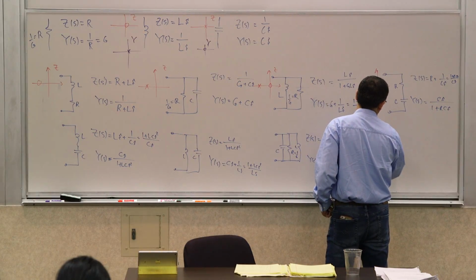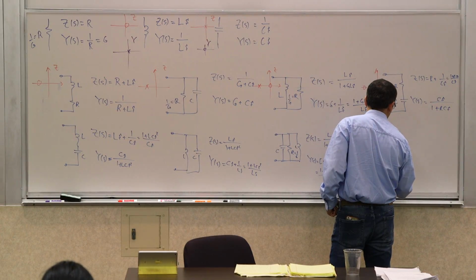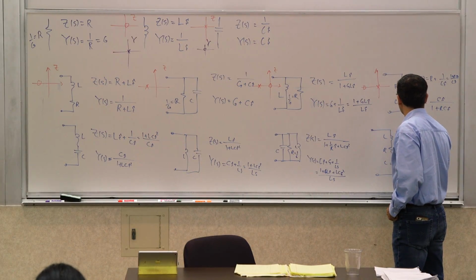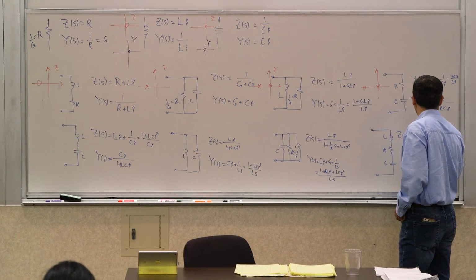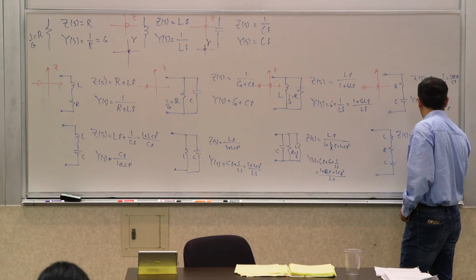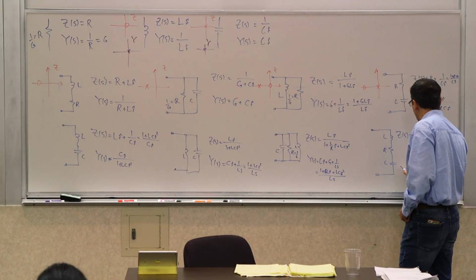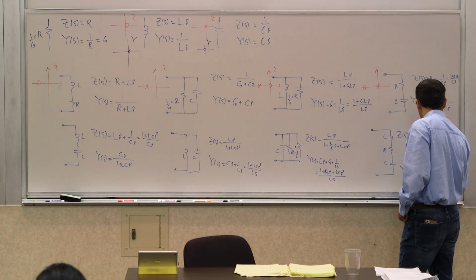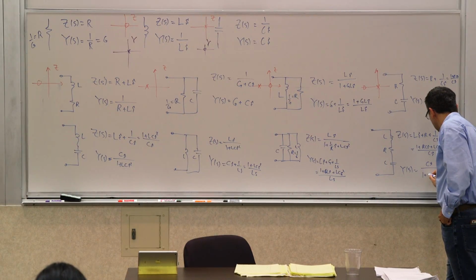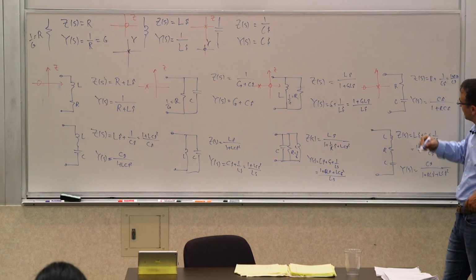And then the last one we are going to do here is the series combination of L, R, and C, which produces a Z of S, which is LS plus R plus 1 over CS, which generates 1 plus RCS plus LCS squared over CS, and Y of S, that's CS over 1 plus RCS plus LCS squared. Again, we had to do these things.